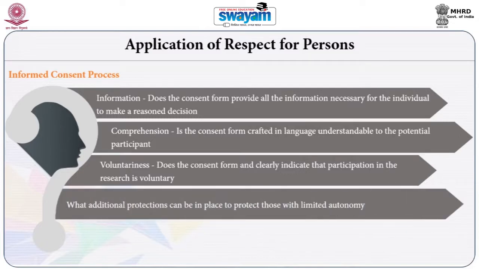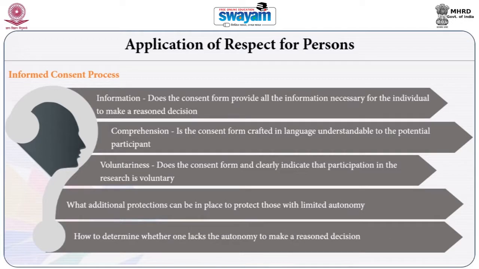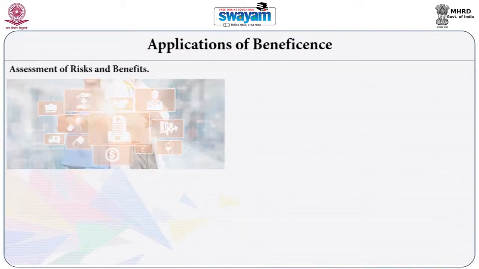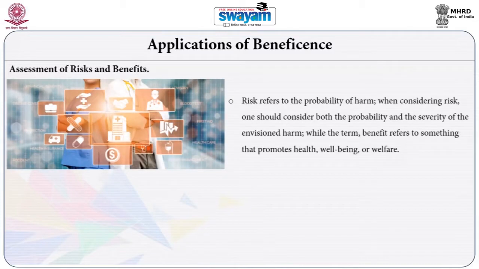Apart from that, also see what additional protection can be put in place to protect those with limited autonomy, and how to determine whether one lacks the autonomy to make a reasoned decision. Now, the second aspect, that is application of beneficence: assessment of risk and benefits is important. Risk refers to the probability of harm. When considering risk, one should consider both the probability and the severity of the envisioned harm, while the term benefit refers to something that promotes health, well-being or welfare.